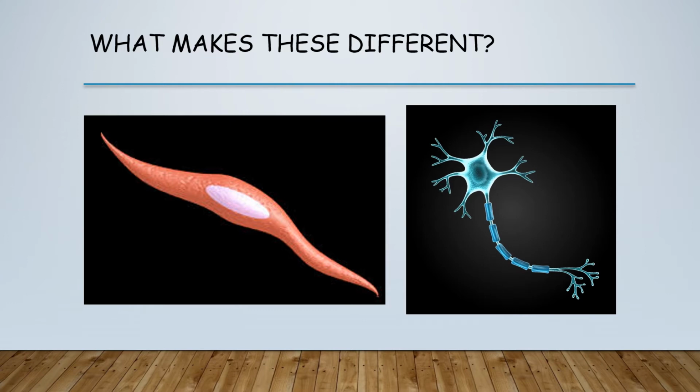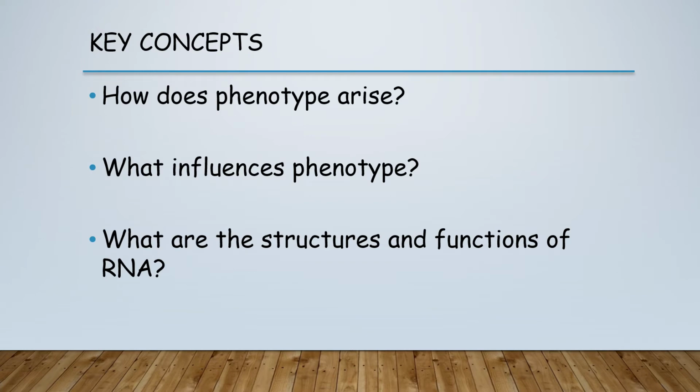And equally the nerve cell. It has the options for all of the recipes, but it's only interested in the recipes that make it a nerve cell. So that's gene expression. It's about taking the right recipes out of the recipe book and making the right proteins that is required to do its job. So we've got three things to learn today. How does phenotype arise? What influences phenotype, and the structures and functions of RNA.